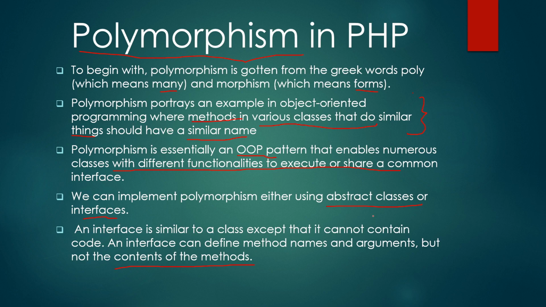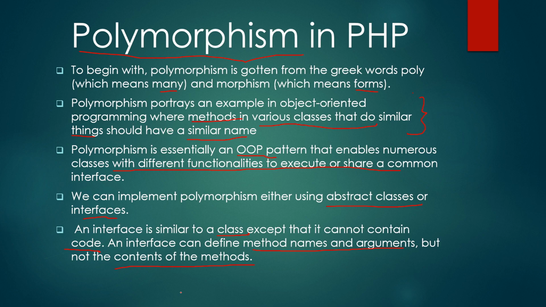In this video, we will be implementing polymorphism using an interface. An interface is similar to a class except it cannot contain code. An interface can define method names and arguments, but not the contents of the method. So an interface can only contain the method signature. We can only declare the method signature, that's all. We cannot write any code inside an interface other than declaring the method signature.